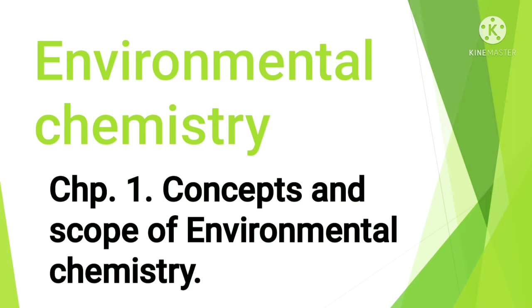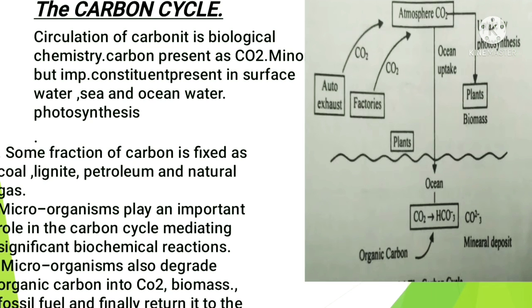So there are two types of biogeochemical cycles. One is sedimentary and the second one is gaseous. Out of that, let us see the first cycle, it is the carbon cycle. In the carbon cycle, we know very well the carbon cycle operates in circulation of carbon. So it is biological chemistry, that is organic chemistry, applied to the environment.